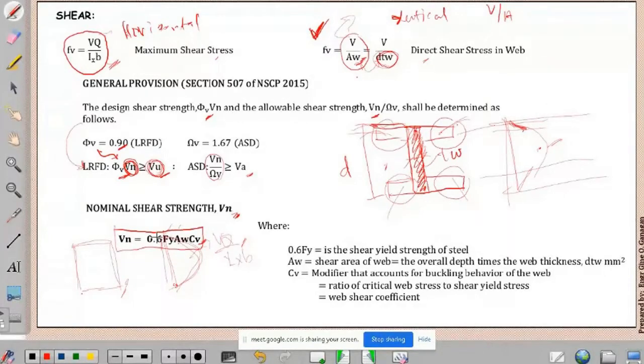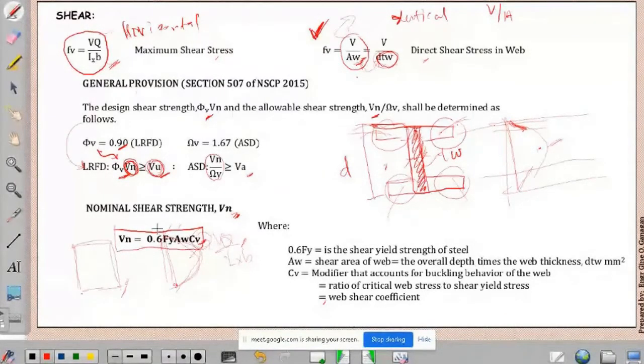So, ano yung Cv? Yung Cv is yung ating web shear coefficient, kasi sa web nga tayo nagkakaroon ng malaking shear stress. Or yung sometimes called yung modifier that accounts for buckling behavior of the web. Or yung tinatawag nating ratio of critical web stress to shear stress. Okay? So ito lang yung problema natin dito sa equation.